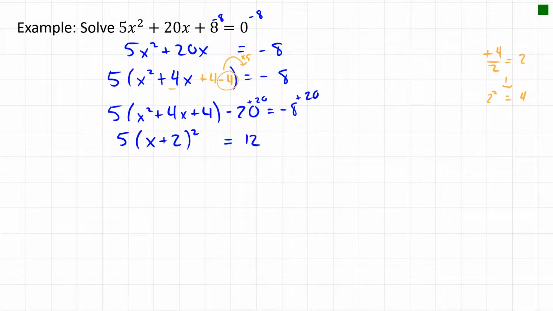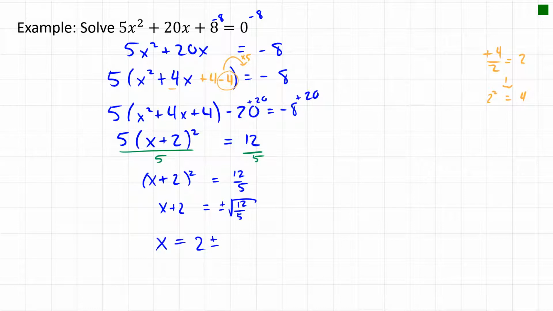And now I'm ready to solve this quadratic equation, just like I was doing before using the square root principle. So I'm going to divide each side by 5 and get x plus 2 squared is equal to 12 over 5. And then use the square root principle to say that x plus 2 is equal to plus or minus the square root of 12 over 5. And that means that x is equal to 2 plus or minus the square root of 12 over 5.